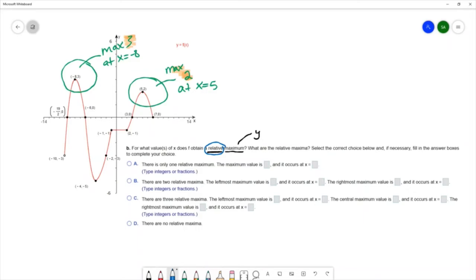So we would select this answer choice here, saying that there are two relative maxima. The leftmost, meaning we're talking about this one first, has a maximum value of 3, which occurs at -8. Then the rightmost, we're now talking about this one, has a maximum value of 2, which occurs at 5.